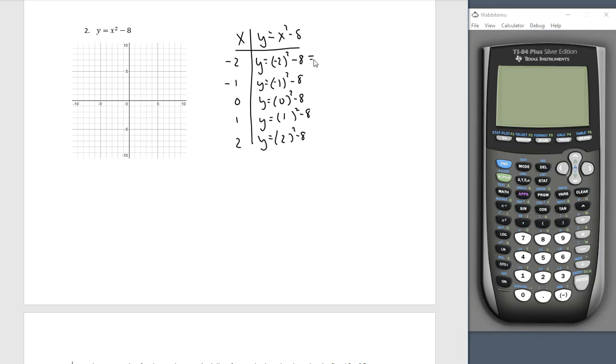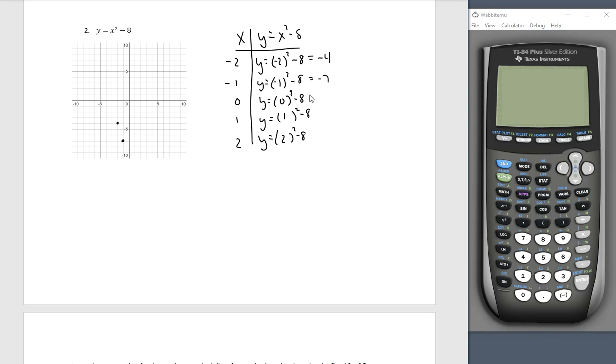And what do I have? I have negative 2 squared, which is 4. Negative 2 times negative 2 is 4. 4 minus 8 is negative 4. So at negative 2, I'm at negative 4. Negative 1 squared, that's negative 1 times negative 1, which is 1. 1 minus 8 is negative 7. Negative 1, negative 7.